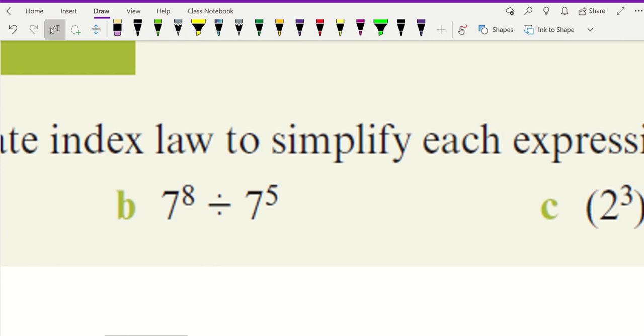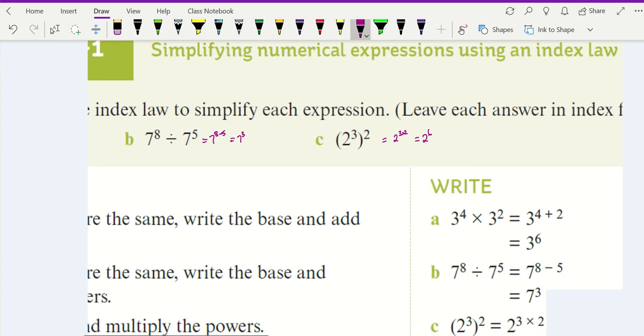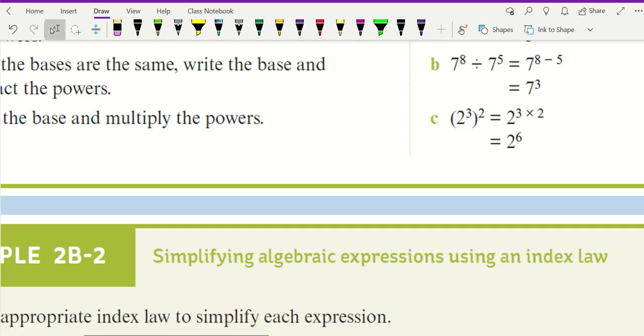Let's have a look at this one. 7 to the power of 8 divided by 7 to the power of 5. Now, the working I just want you to show is 7 to the power of 8 minus 5, and that should equal 7 to the power of 3. Likewise, the next one, 2 to the power of 3 in brackets to the power of 2. Remember, that's this rule where we just multiply them together. So 2 to the power of 6. You can have a look at that in more detail in the expanded form if you like.